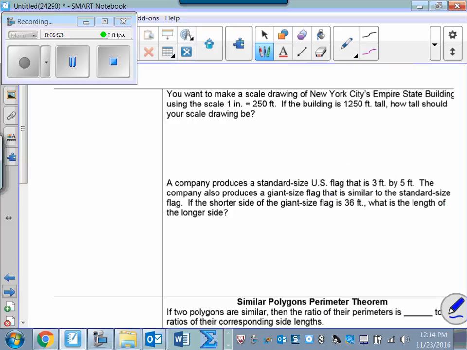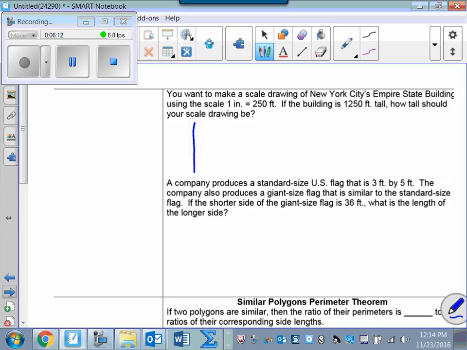Okay. How about this? Some real life stuff. You want to make a scale drawing of New York City's Empire State Building, using the scale 1 inch equals 250 feet. If the building is actually 1,250 feet tall, how tall should your scale drawing be?